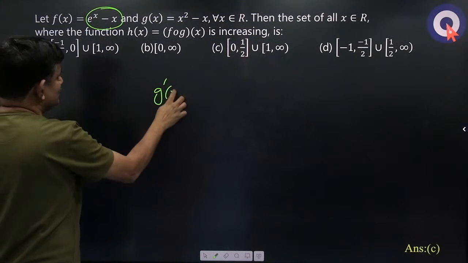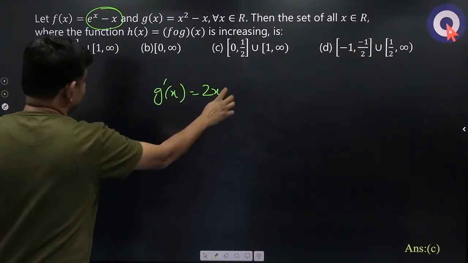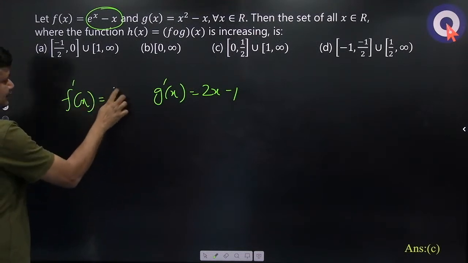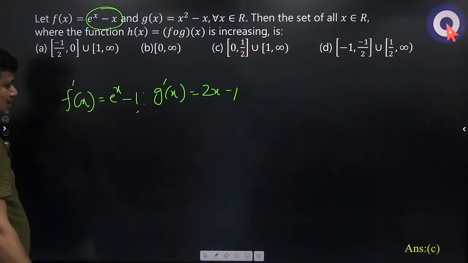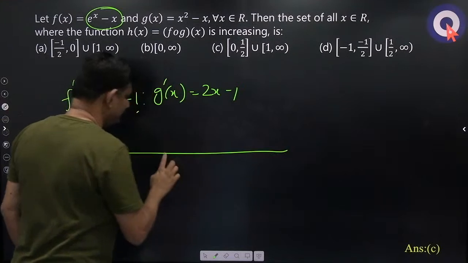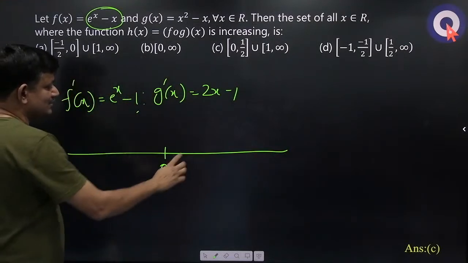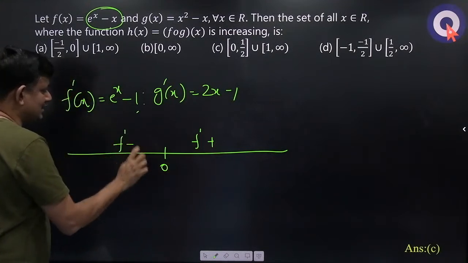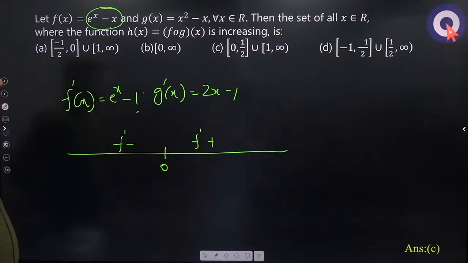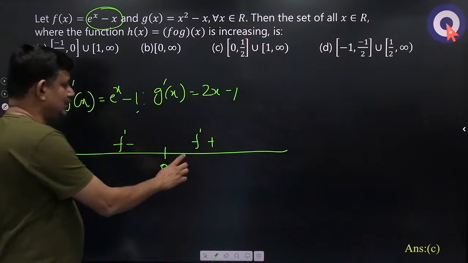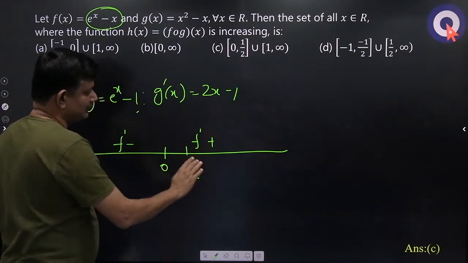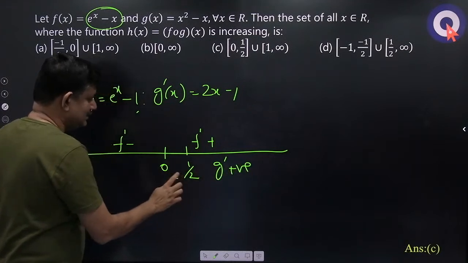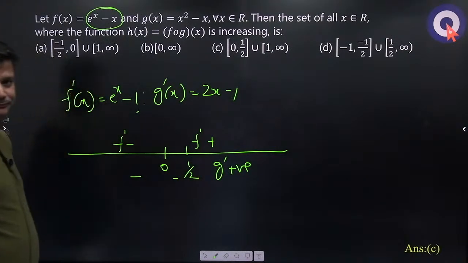g dash of x is 2x minus 1. f dash of x is e power x minus 1. So f dash, when is it positive? After x equal to 0, f dash is positive. f dash is negative for x less than 0. What about g dash? Up to half it is negative, greater than half, g dash is positive.